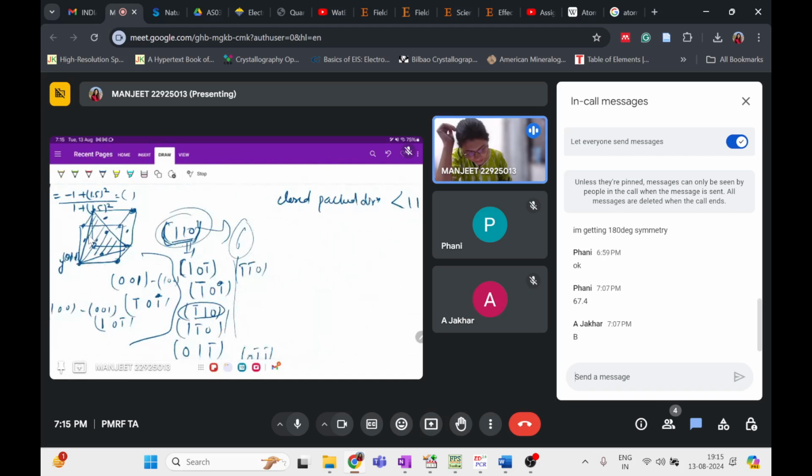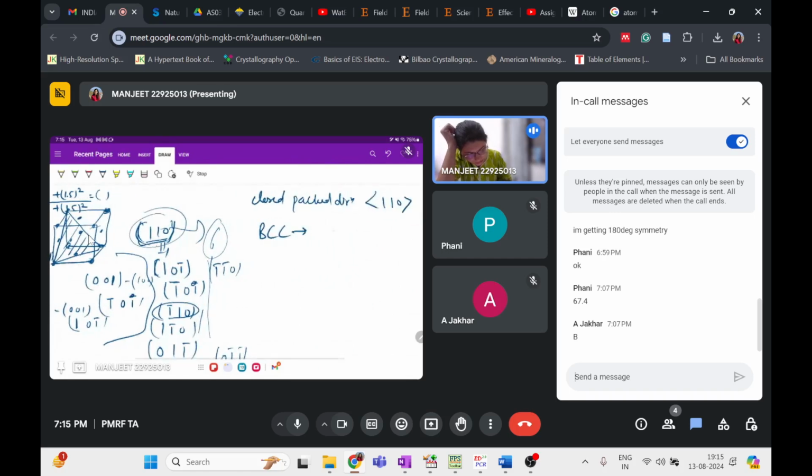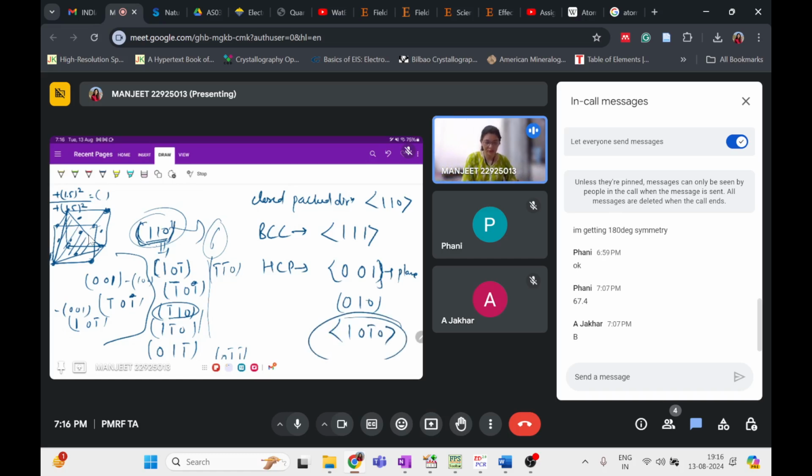If I'm considering BCC, BCC has the closely packed direction in the direction of 1 1 1, because that is the body diagonal, we have the atom at the body diagonal, so the body diagonal direction will be the closely packed one. For the HCP, we have the closely packed plane, that is basically 0 0 1, and the direction will be 0 1 0, or if I'm writing in the 4 direction notation, this will become 1 0. This comes out to be the closely packed one for the hexagonal one.